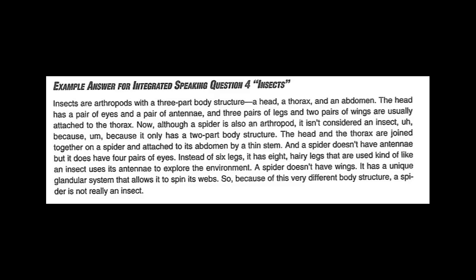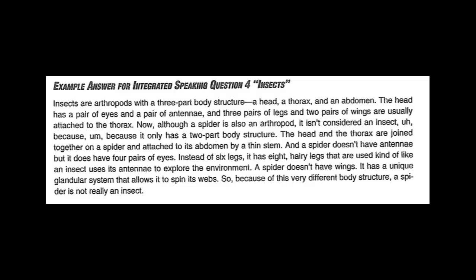Example answer for integrated speaking question 4. Insects. Insects are arthropods with a 3-part body structure: a head, a thorax, and an abdomen. The head has a pair of eyes and a pair of antennae, and 3 pairs of legs and 2 pairs of wings are usually attached to the thorax.